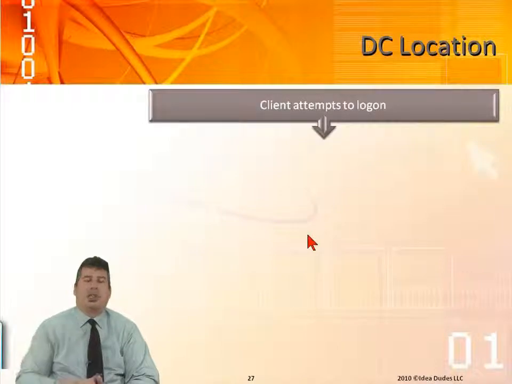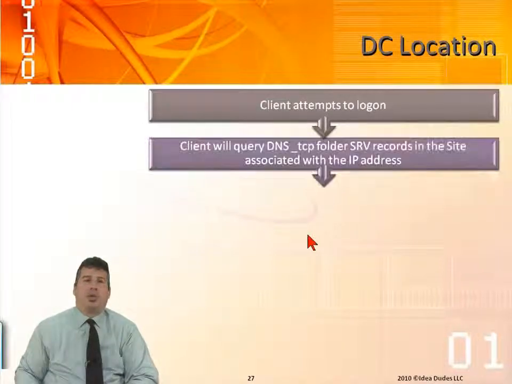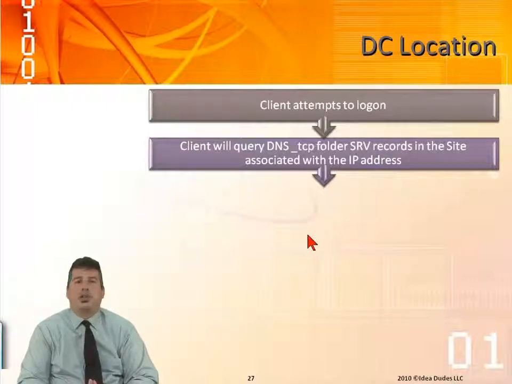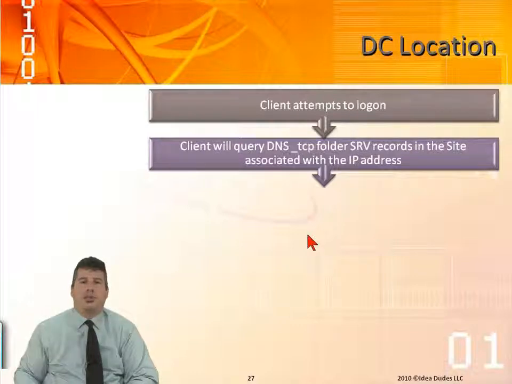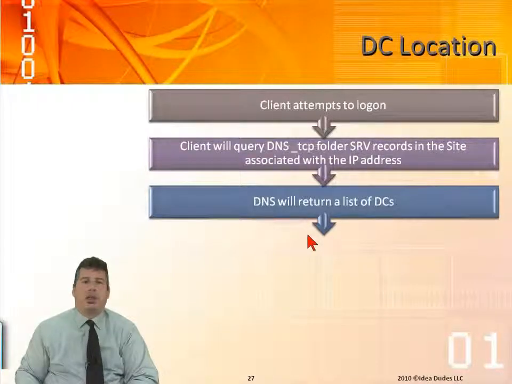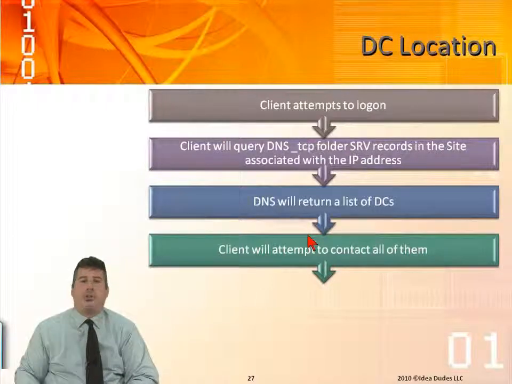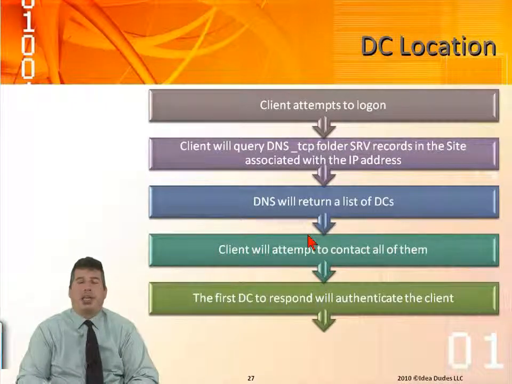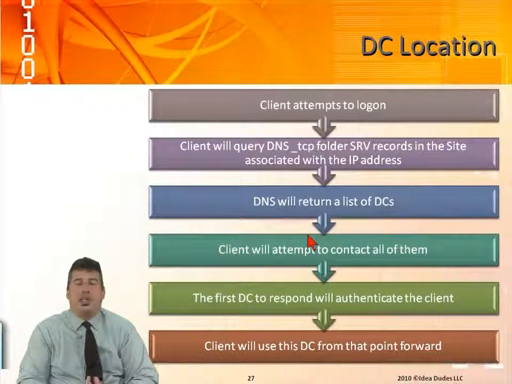Now the DC location, when the client attempts to log on. What happens? Well, the client will query the DNS _tcp folder SRV records in the site associated with the IP address. The DNS will then return a list of DCs. Then the client is going to pick the DC that's closest to it. The client will attempt to contact all of them. The first DC to respond will authenticate the client. The client will use this DC from that point forward. So it's going to tattoo it, or it's going to become a referral. That DC from that point on is going to be the DC it uses for logging in.